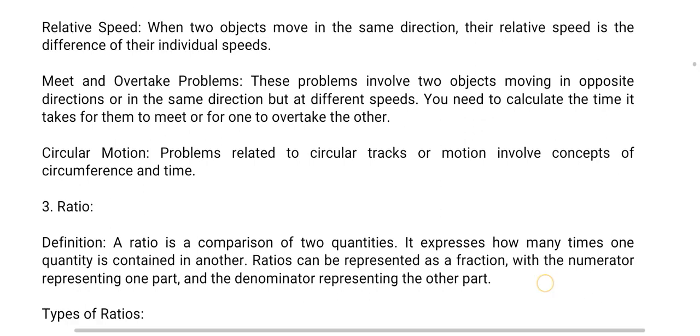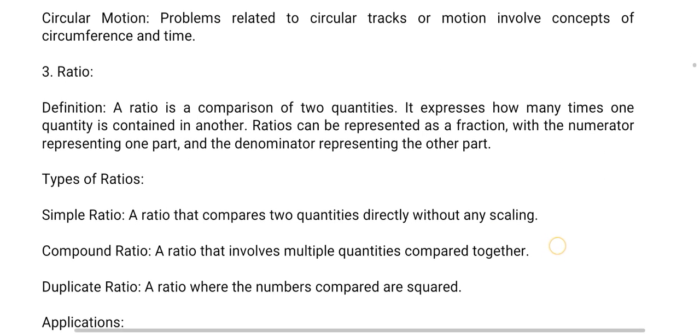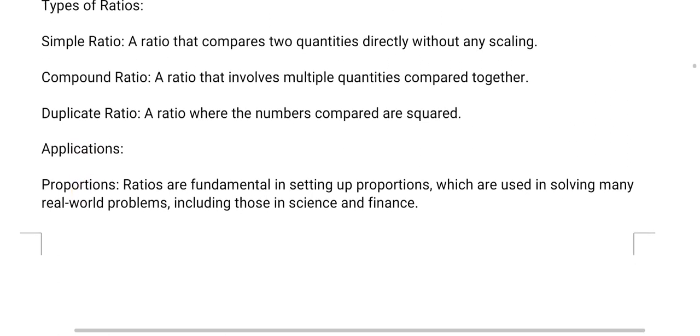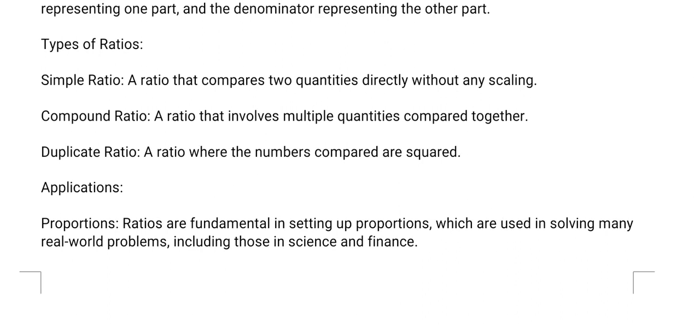Then ratio. Ratio is a comparison of two quantities. It expresses how many times one quantity is contained in another. Ratios can be represented as a fraction with the numerator representing one part and the denominator representing the other part. Types of ratios. Simple ratio, a ratio that compares two quantities directly without any scaling. Compound ratio, a ratio that involves multiple quantities compared together. Then duplicate ratio, a ratio where the numbers compared are squared.